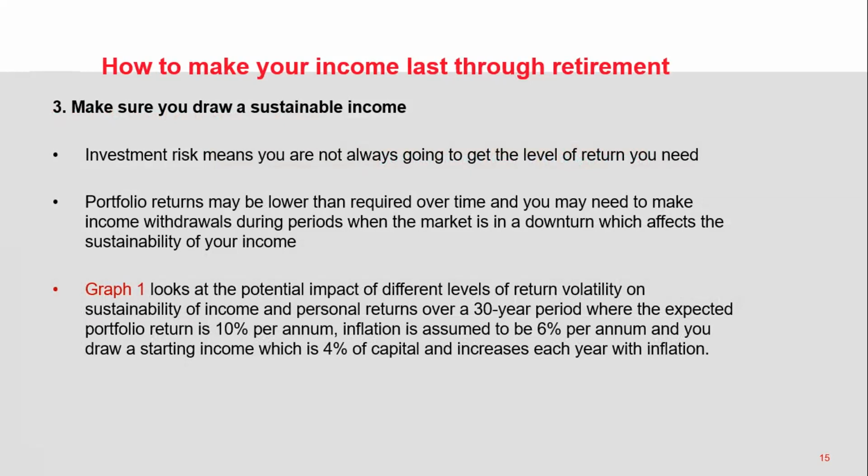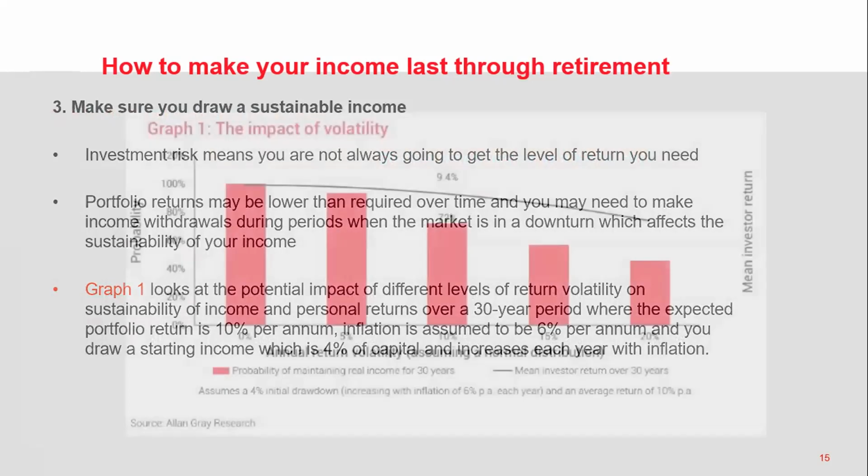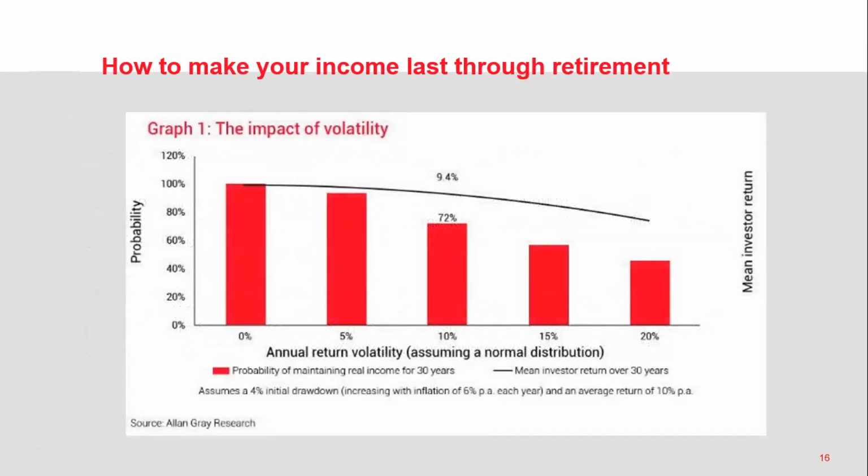The graph that I'm going to show on the next slide shows how the volatility of returns affects the sustainability of income over a 30-year period. In the graph, we made a couple of assumptions: the portfolio return is 10% per annum, inflation is 6%, and the starting income is 4% of capital, which increases every year with inflation. So what the graph shows us is that at 0% volatility, there's a 100% chance of sustainability, and you would then get the expected portfolio return of 10% per year.